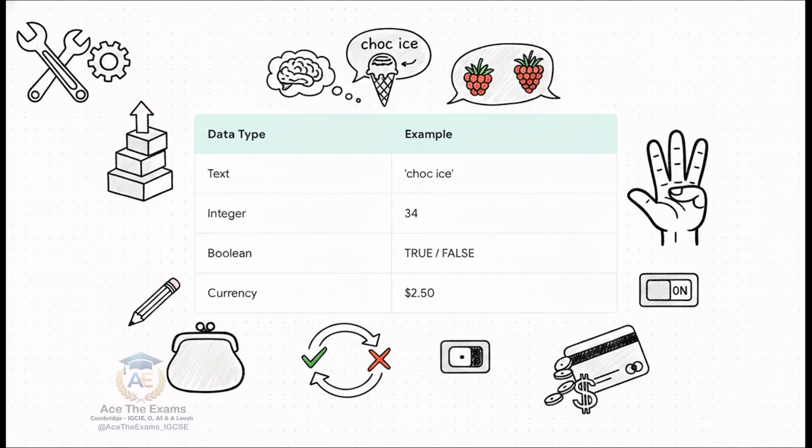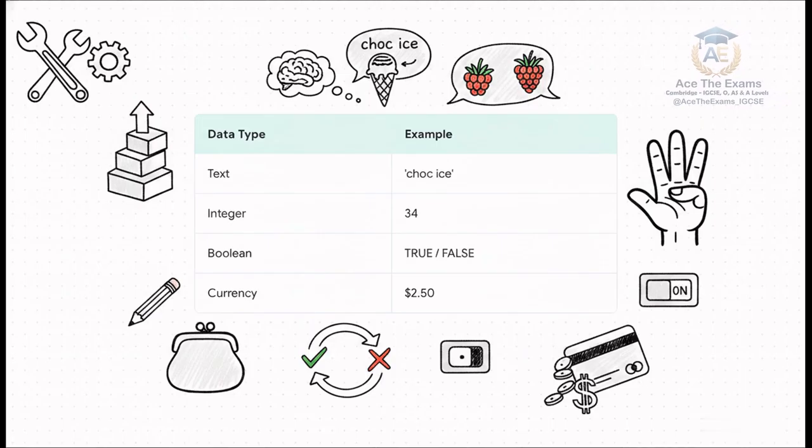First, we have text, also known as alphanumeric. This holds letters, numbers, and symbols. Examples include chalk ice or raspberry. Second, we have integer, which is a whole number used for counting, like 34 for the number in stock. Third is Boolean, which represents data with only two possible states, like true or false, yes or no. Finally, currency or real numbers, which handle decimal values, like $2.50 for a price.